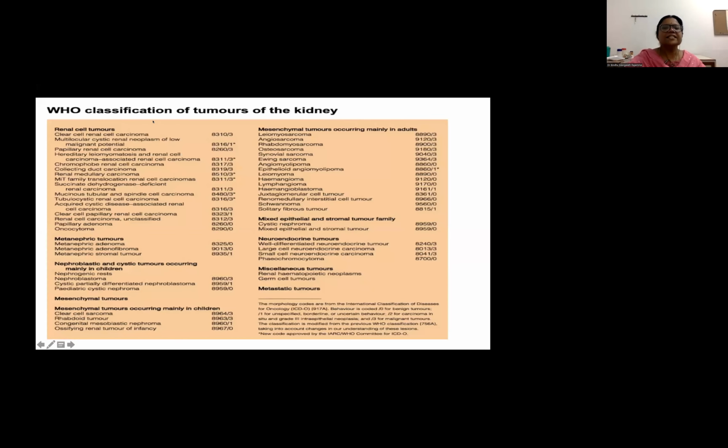And this is the classification of the tumors that can originate from the kidney. It's a big list, right? Starting from the epithelial to the mesenchymal, the neuroendocrine, the hematolymphoid. You can have any tumor arise in the kidney, but I will be concentrating on the epithelial tumor, which takes its origin from the renal tubules, the proximal or the distal or the collecting duct.